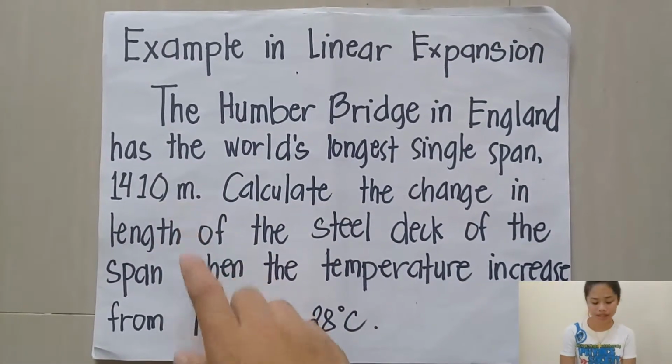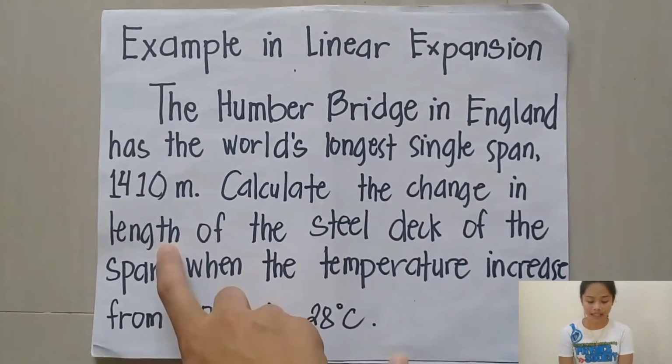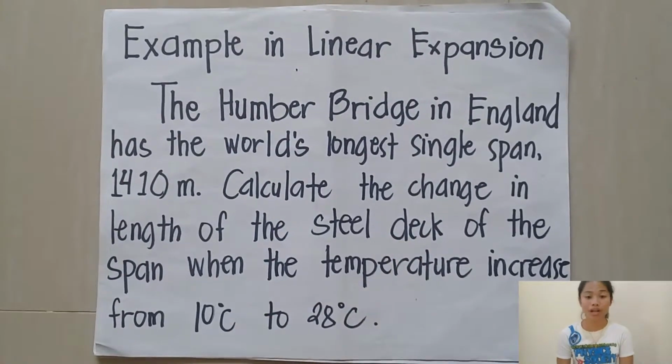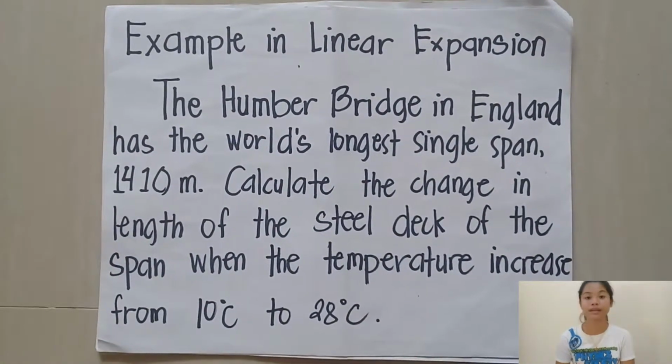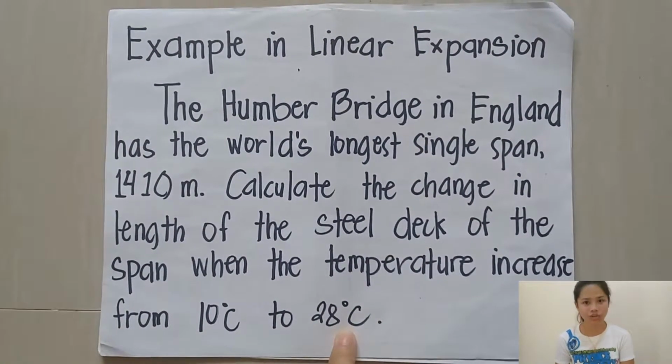The Humber Bridge in England has the world's longest single span, 1,410 meters. Calculate the change in length of the steel deck of the span when the temperature increases from 10 degrees Celsius to 28 degrees Celsius.